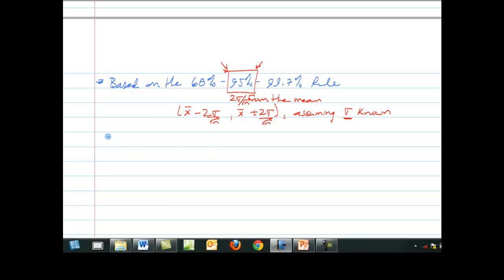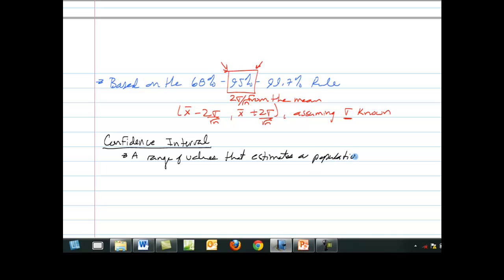So let's go ahead and look at what a confidence interval is and look at some of the characteristics of a confidence interval. Now, a point estimate was a single value that estimates a population parameter. A confidence interval is a range of values that estimates a population parameter. And this is nice because it gives us some information about spread, about standard deviation, etc. Now, that's the first start for a confidence interval.